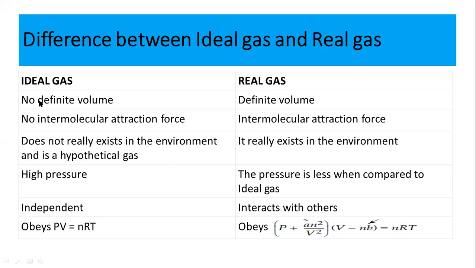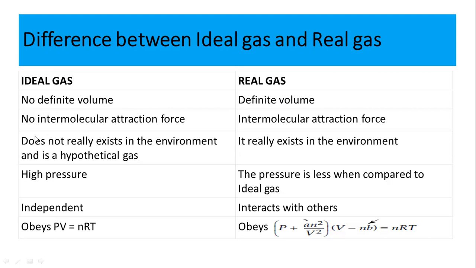The first difference is that the ideal gas has no definite volume, because the volume of the particles of the gas themselves is negligible as compared to the total volume, and this is according to the kinetic molecular theory. That's why it has no definite volume, but the real gas has a definite volume.